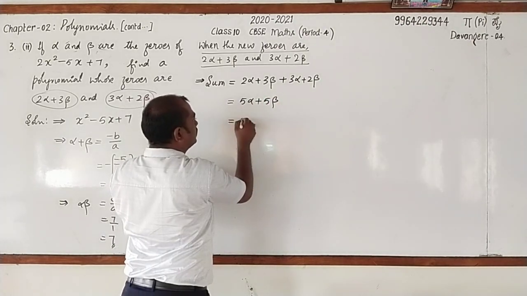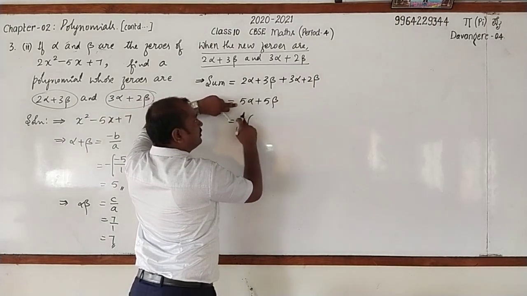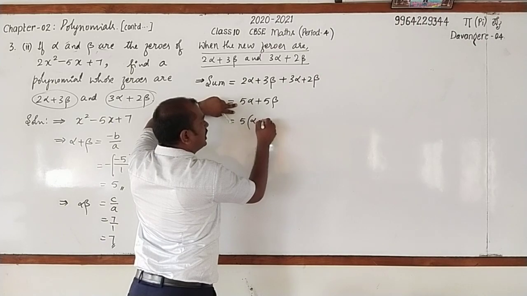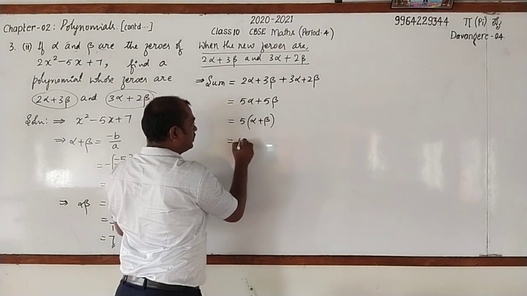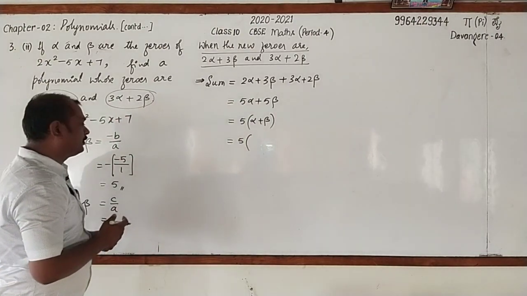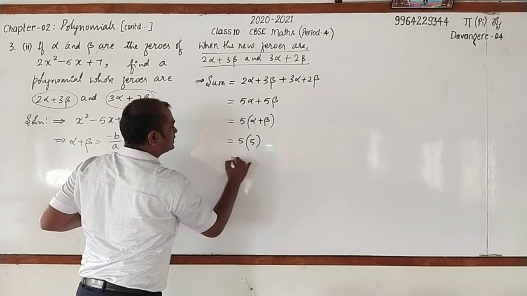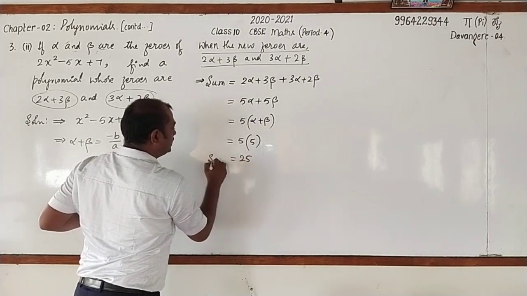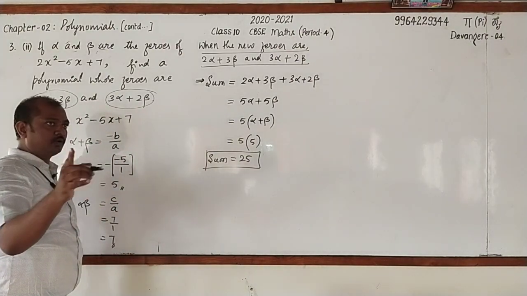It is equal to 5 into, here 5 is a common factor, hence we can write 5 into alpha plus beta. Understood? It is equal to 5 into, we know the value of alpha plus beta, it is 5. 5 5s are 25. It is the new sum, that is the sum of new zeros.